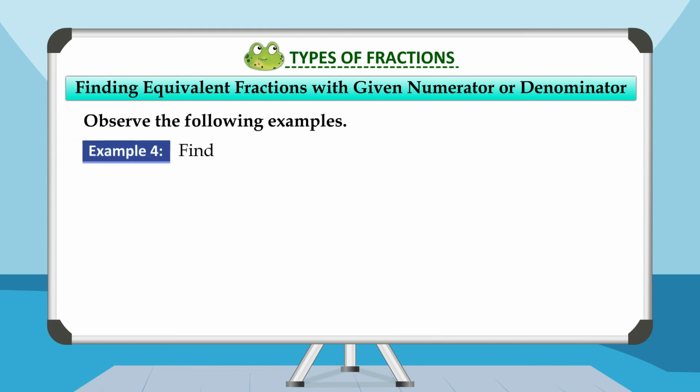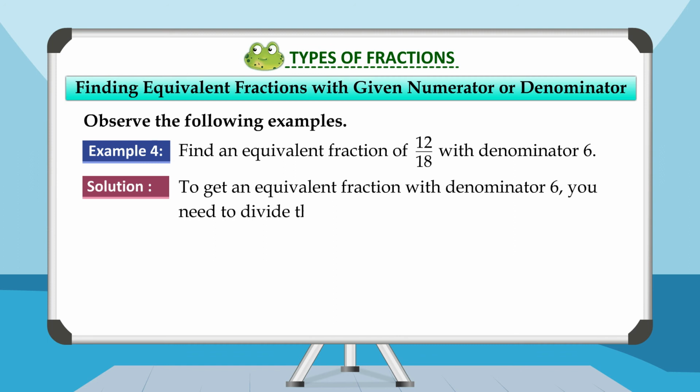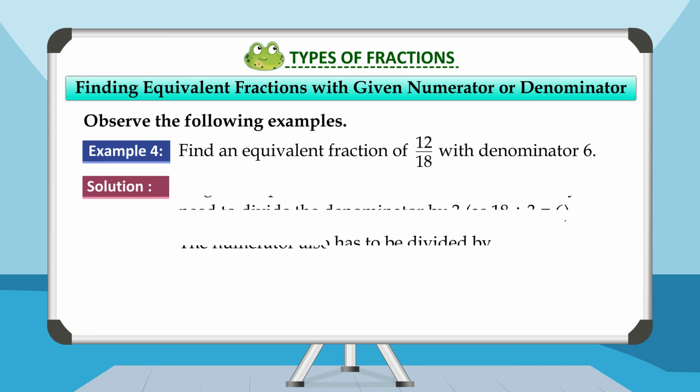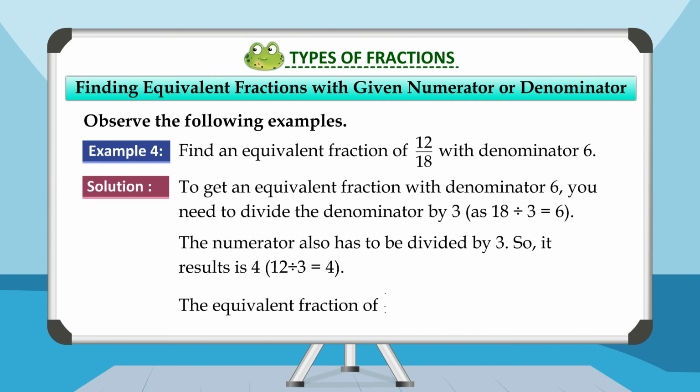Example 4. Find an equivalent fraction of 12 upon 18 with denominator 6. Solution. To get an equivalent fraction with denominator 6, you need to divide the denominator by 3 as 18 divided by 3 equals 6. The numerator also has to be divided by 3, so it results in 4. 12 divided by 3 is equal to 4. The equivalent fraction of 12 upon 18 with denominator 6 is 4 upon 6.